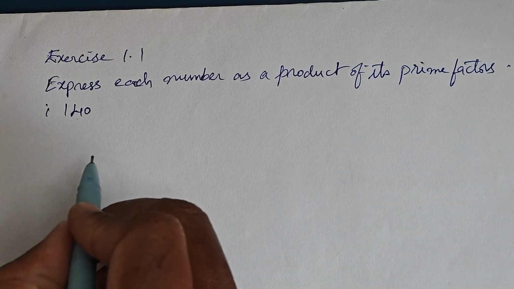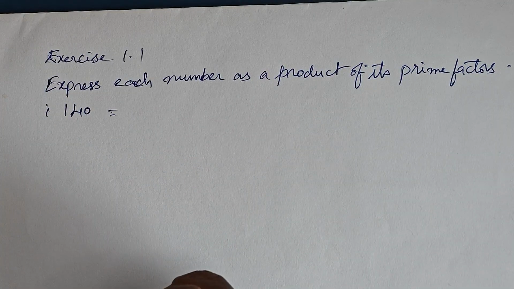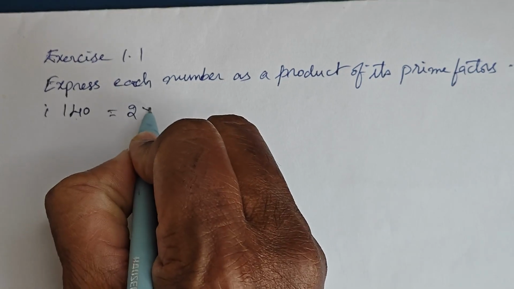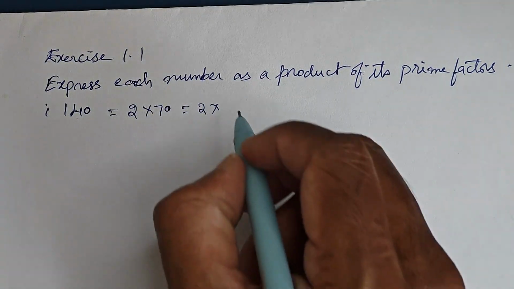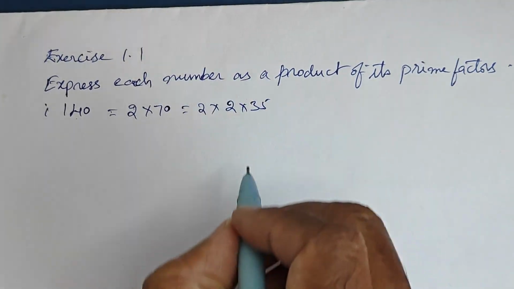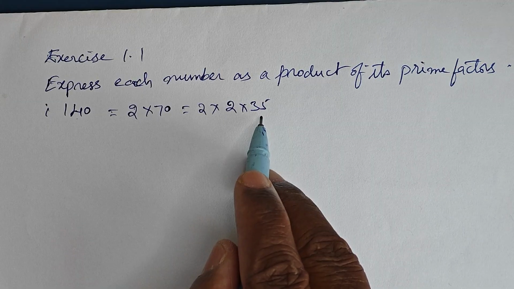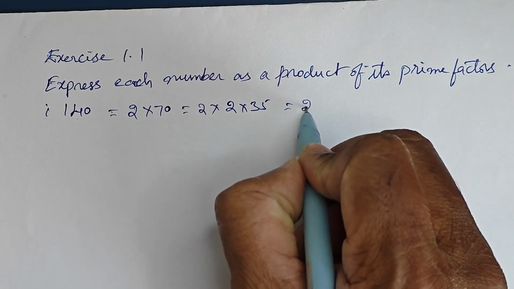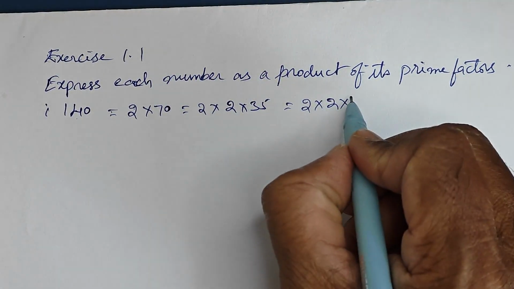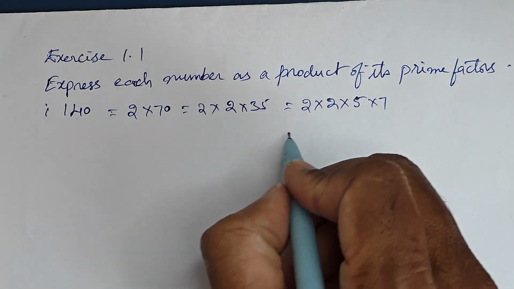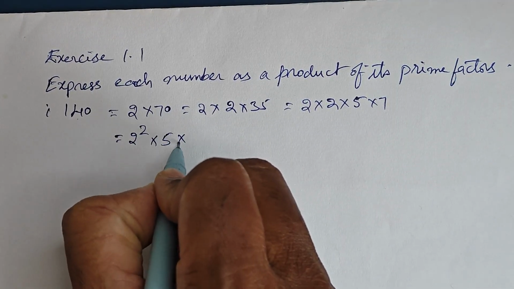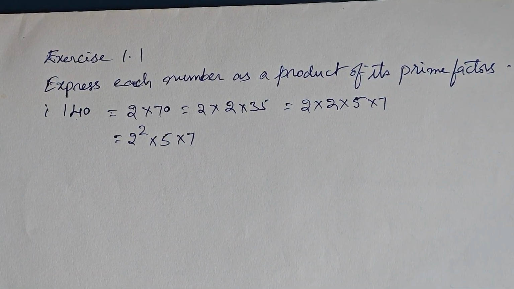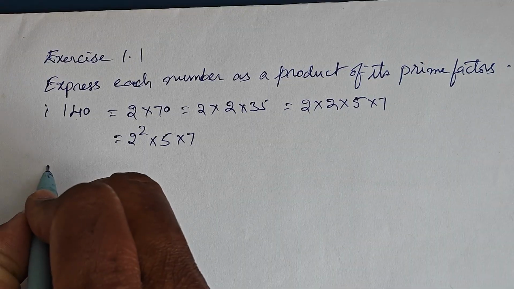Right now for 140, always start with the smallest number possible. I can write it as 2 into 70, and 70 we can further divide as 2 into 35. For 35, any number ending with 5 or 0 is divisible by 5, so 5 times 7. That means this is 2 square into 5 into 7. This is how you can factorize 140 into its prime factors.